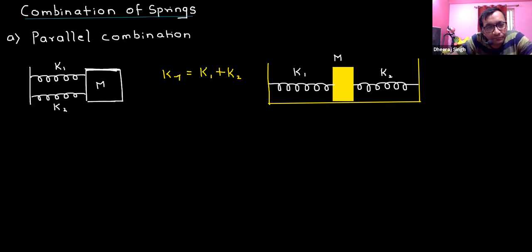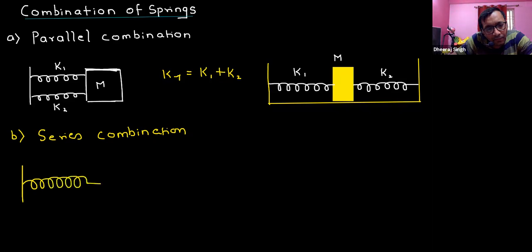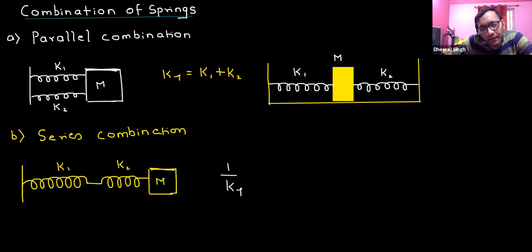B, series combination. Series combination looks like this. This is K1, K2, this is M. In this case, 1 by K equivalent is equal to 1 by K1 plus 1 by K2. All right, so just remember this.